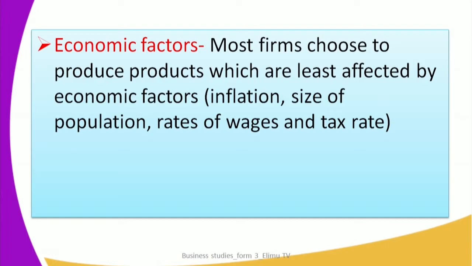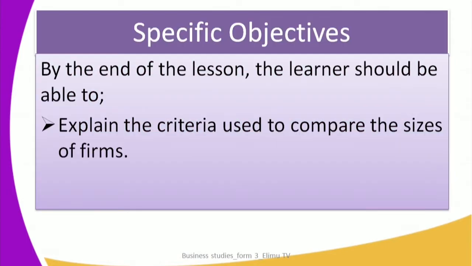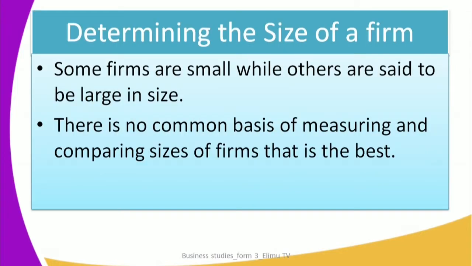Let's now look at the specific objectives for our lesson for today. By the end of this lesson, the learner should be able to explain the criteria used to compare the size of farms. When you talk about the size of a farm, it can either be large or small. So there is that criteria that we use to tell whether a farm is large or small. So some farms are small while others are said to be large in size.